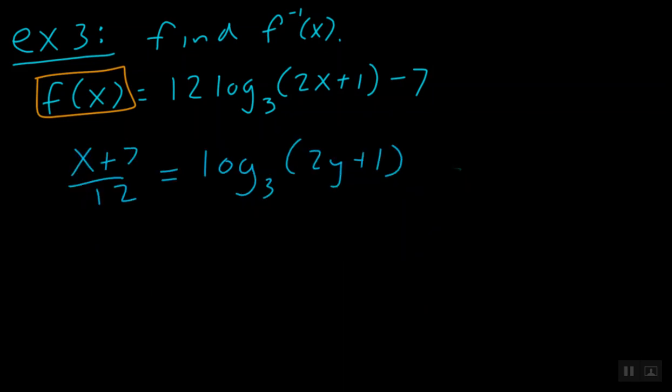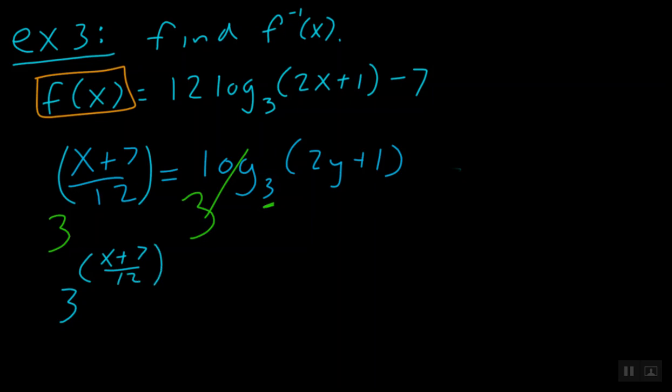Okay, so now we have this (x plus 7) over 12 is equal to the log base 3 of 2y plus 1, and we are now going to get rid of our logarithm. We know that we have a base of 3, so I'm going to put every single thing up into the exponent of 3, and those cancel. And what I do to the right, I have to, of course, do to the left. At this point, our exponent is becoming so complicated, I want you to put it inside of parentheses. So we can say we have 3 to the power of (x plus 7) over 12 is equal to 2y plus 1.